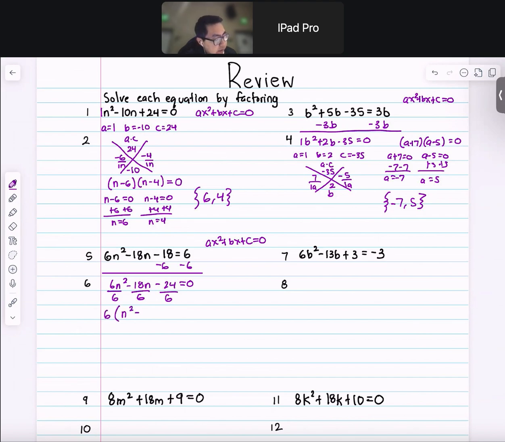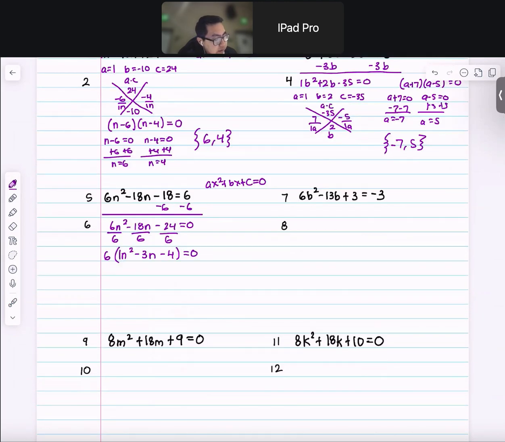n squared, minus 18 divided by 6, you guys, is -3n. And -24 divided by 6, you guys, is -4. So this is the answer for 5. Oh, not yet. I forgot. We didn't factor all the way.